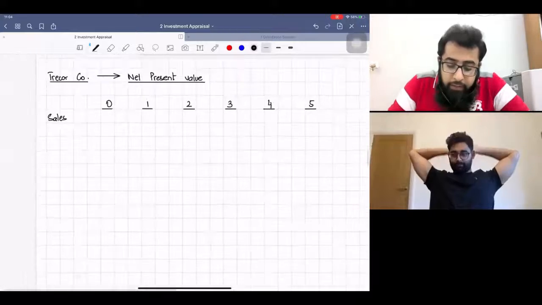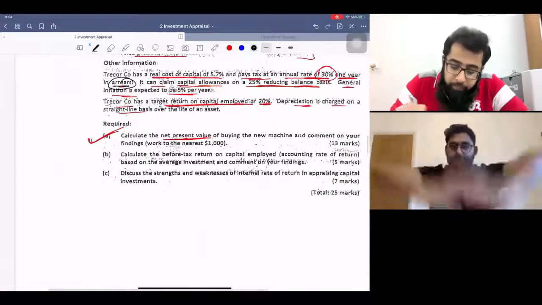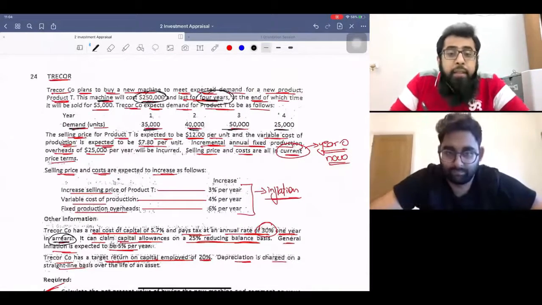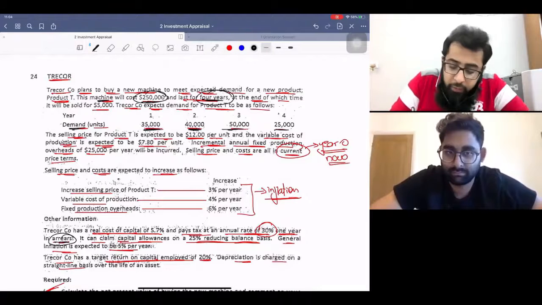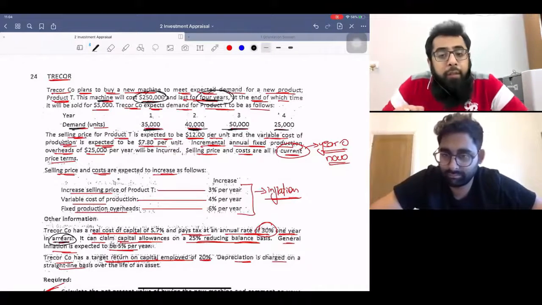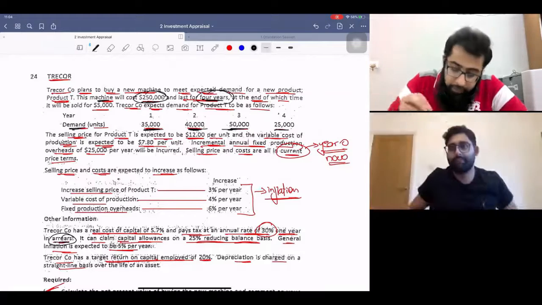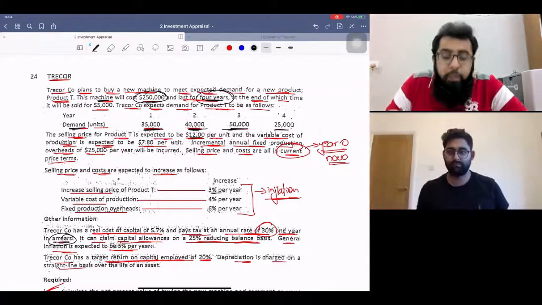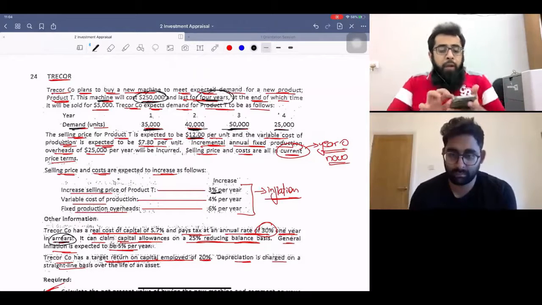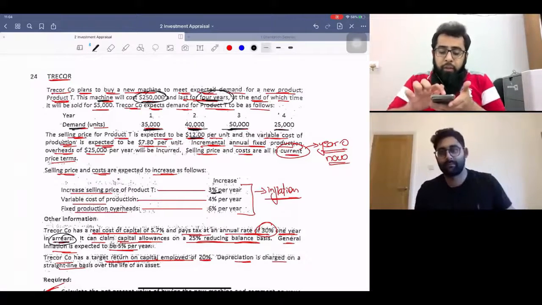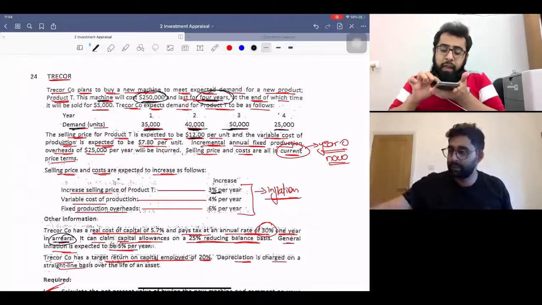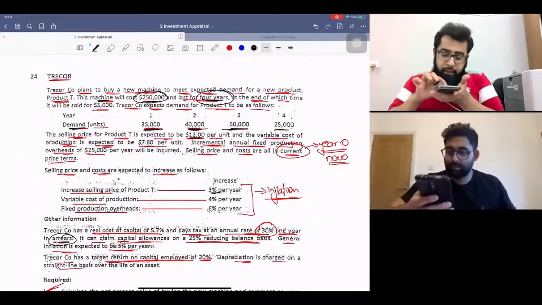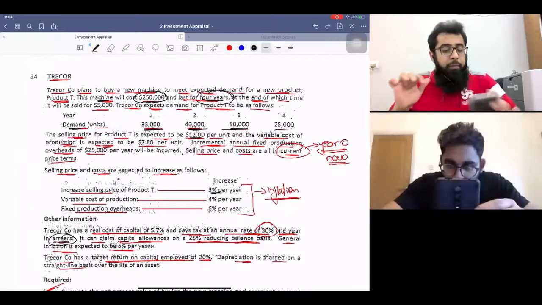Okay. So now it includes the sales. If you look at the sales, there is demand of 35,000 units, 40,000 units, 50,000 units, and 25,000 units. The selling price is $12 and it will increase by 3% per year. What I'm doing is taking a picture of this page so that I don't have to change the screen again and again, and keep it in front of me.